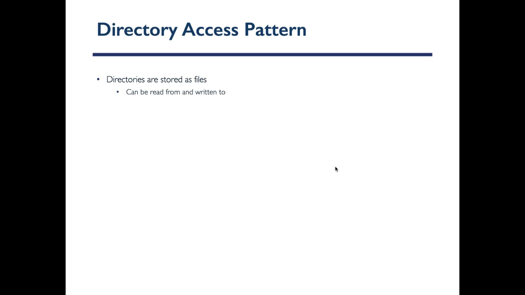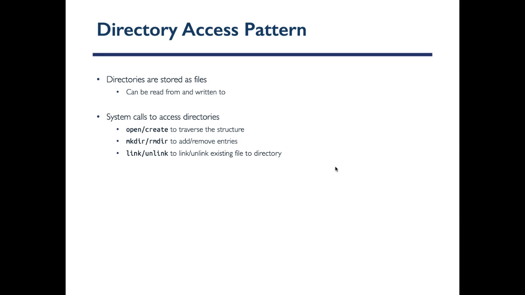we usually store directories as files. From the file system's point of view, a directory is another file. Now, what does that mean? That basically means that you can use the system calls like open, create, the same system calls that you used to access files. You could potentially use the same system calls to access directories.